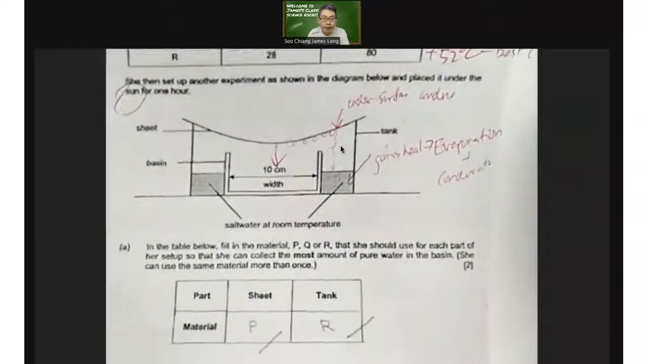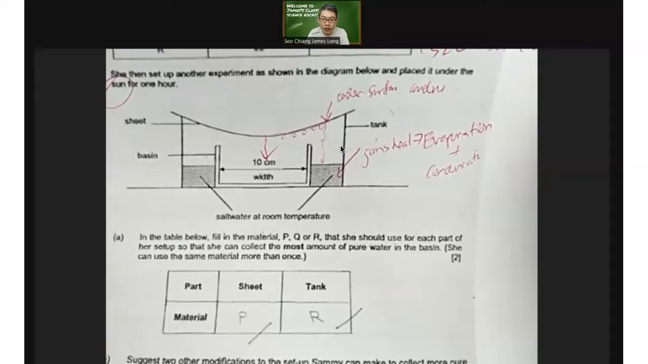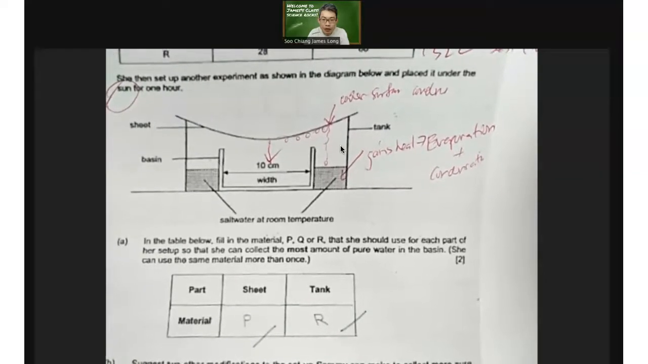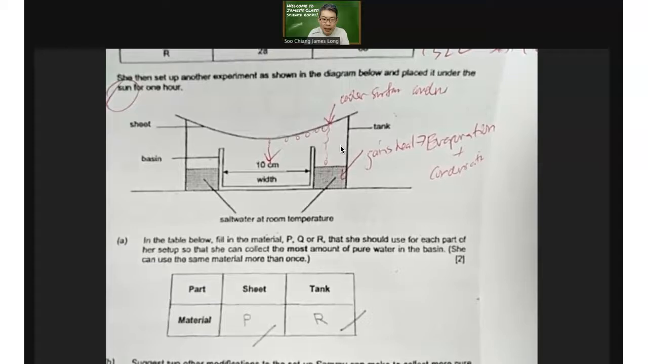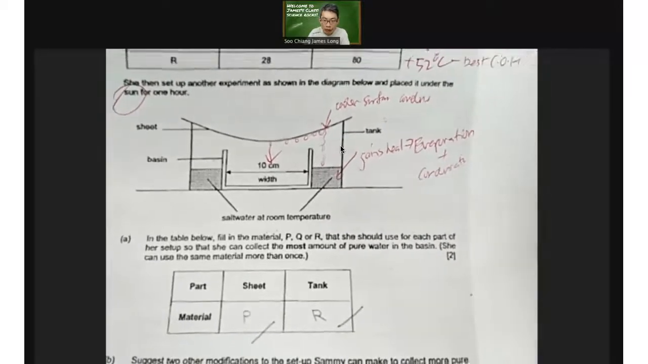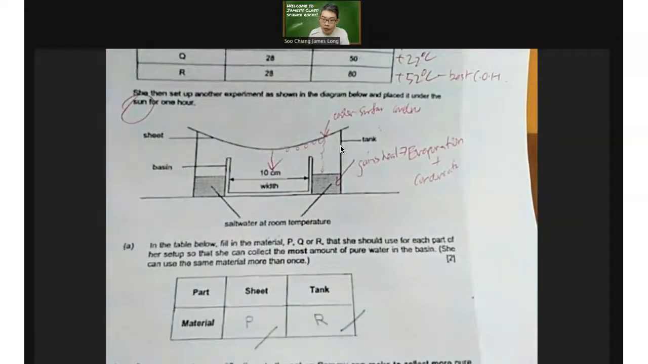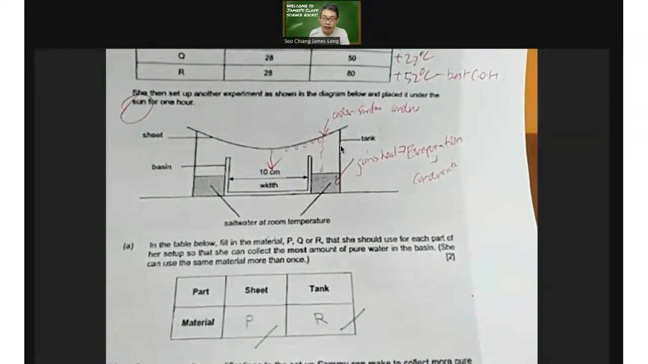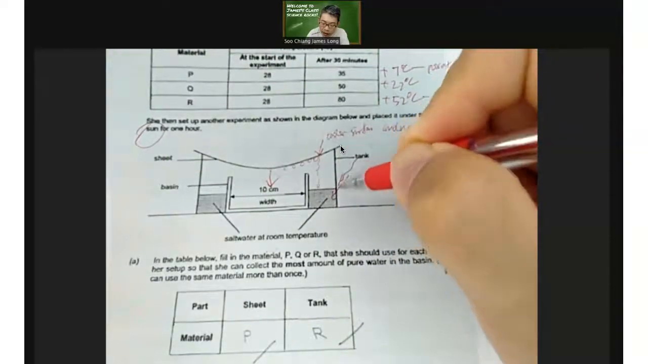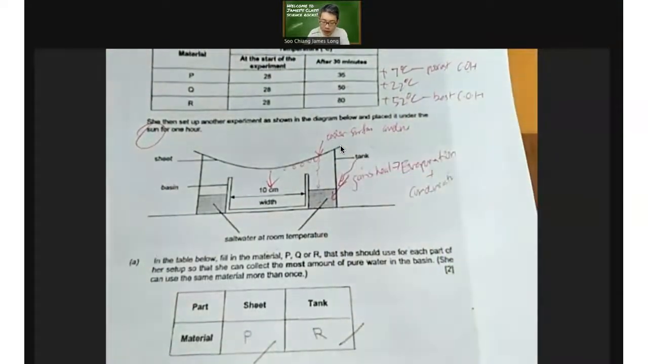Alright, now in the table above, fill in the 2 materials P, Q, and R that she should use for each part of the setup so she can collect the most amount of water in the basin. So what does she want? For the tank here, she wants the tank to gain heat as fast as possible so that heat from the sun can be conducted through the tank into the water. So for me, I will want my tank to be made of the best conductor of heat.